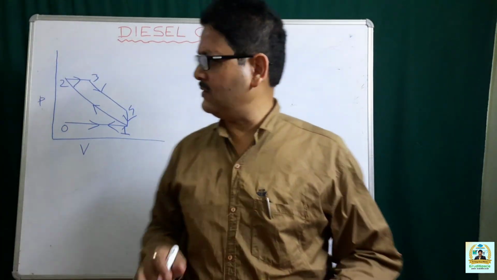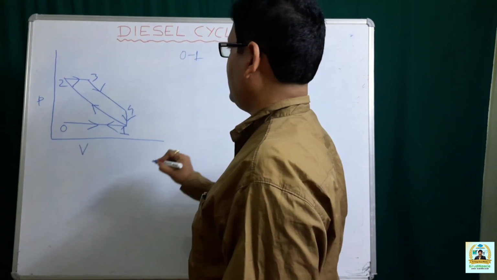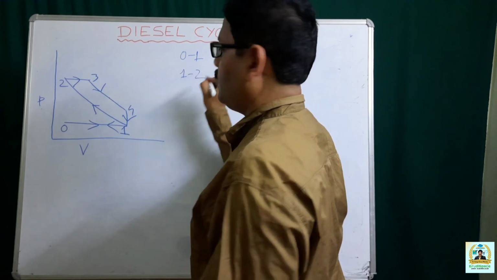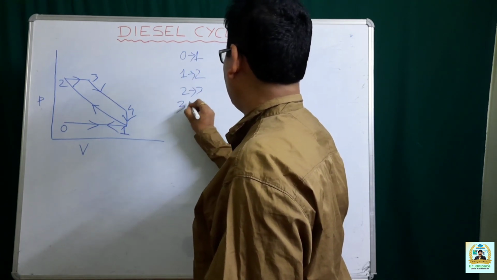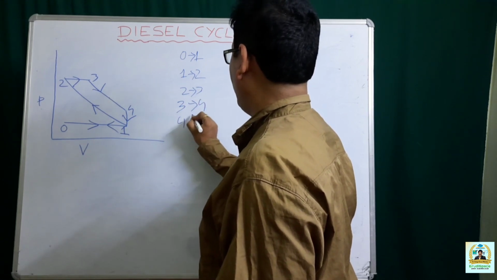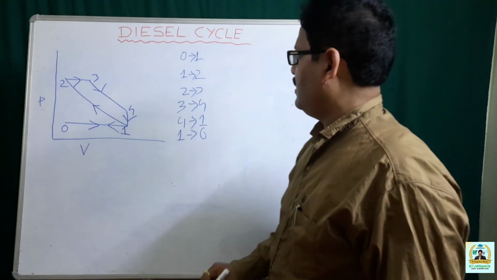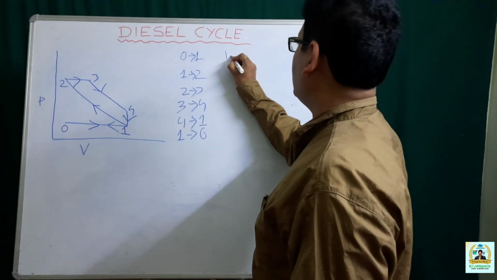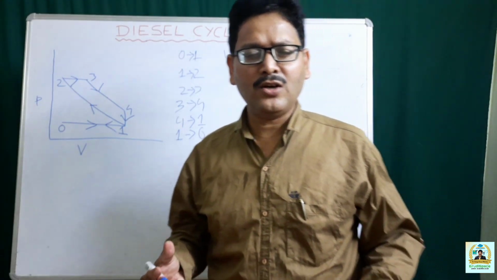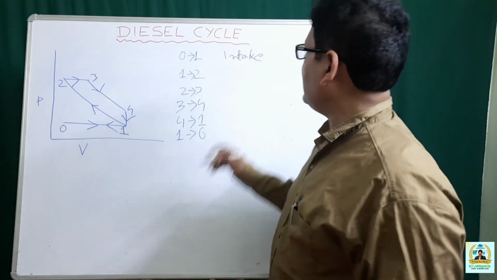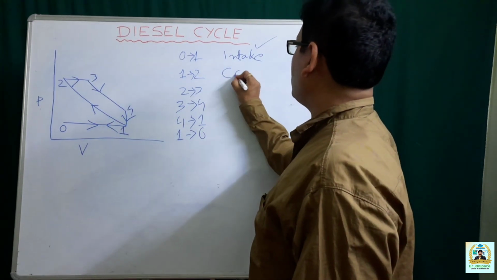The mechanical cycle actually consists of 6 processes. They are from 0 to 1, then from 1 to 2, then from 2 to 3, then from 3 to 4, then from 4 to 1, and the final one is 1 to 0. 0-1 represents the intake, and intake is nothing but your air intake, because unlike the Otto cycle, in the Diesel cycle only air is admitted into the system, and 1-2 represents the compression.